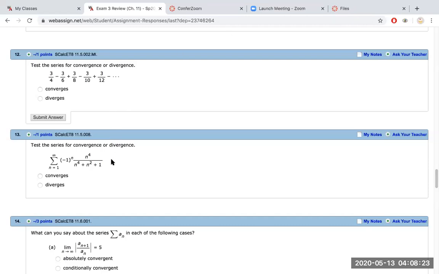Okay, so number 13 will be our last one. Test for convergence or divergence. We have an alternating series here. We can tell because of the -1 to the n. Okay. I'm going to do this one on the whiteboard as well.